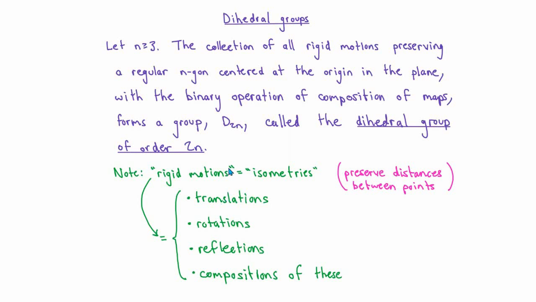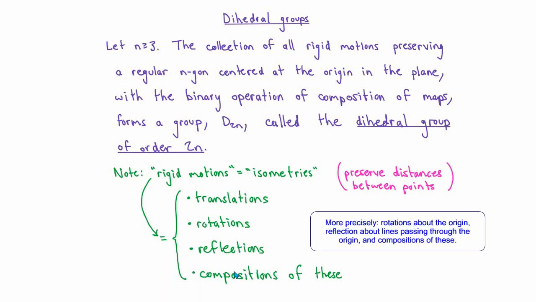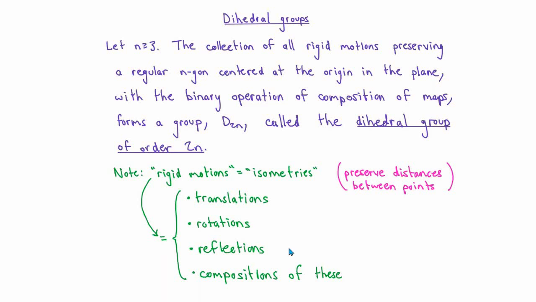these. Now, since D2n is the collection of all rigid motions preserving a regular n-gon centered at the origin, and no non-zero translations are going to preserve the origin, the rigid motions that we need to consider in this definition are just rotations and reflections and compositions of rotations and reflections. So this is kind of like the rotation groups that we talked about in the previous video, but the main difference is that now we're allowing reflections.